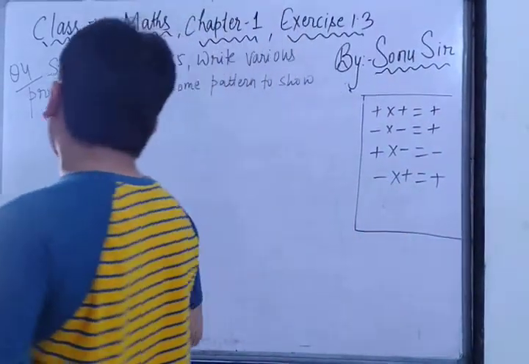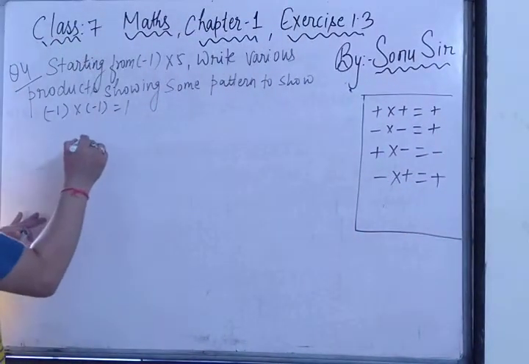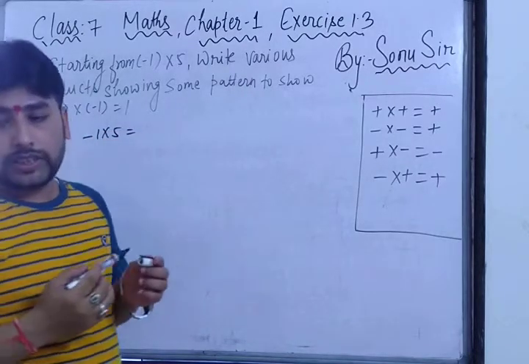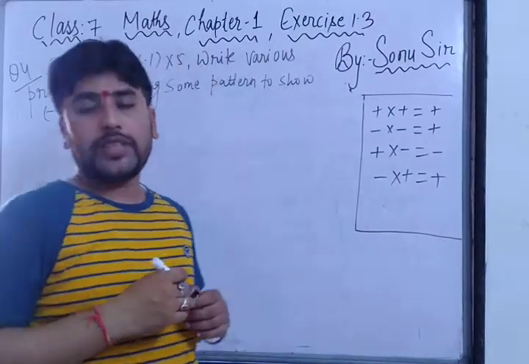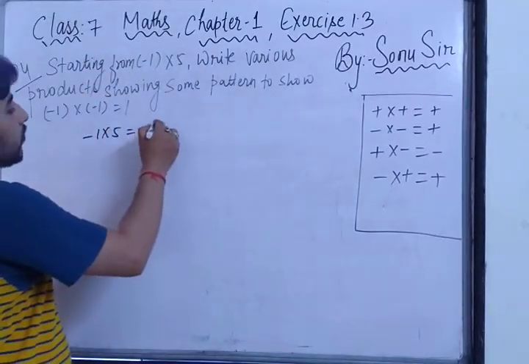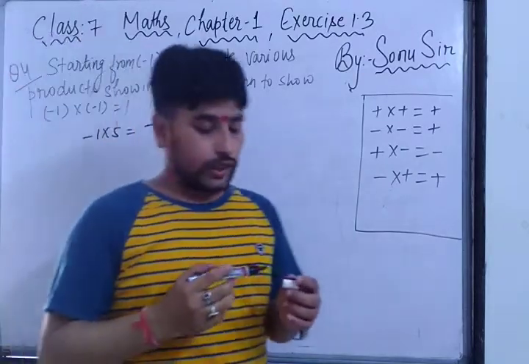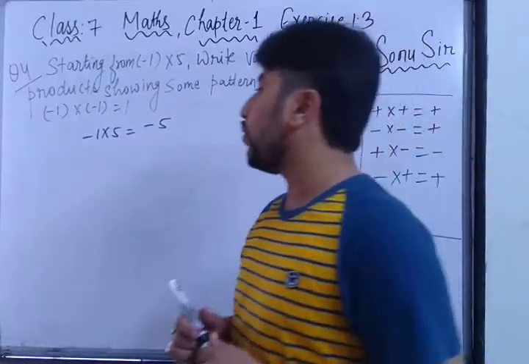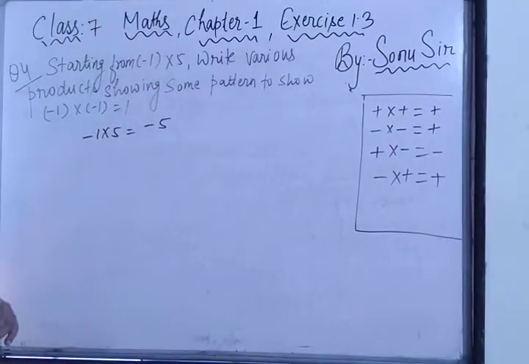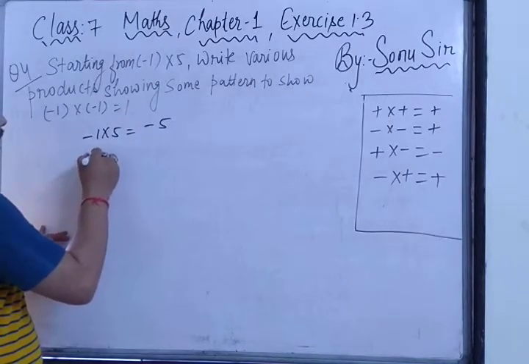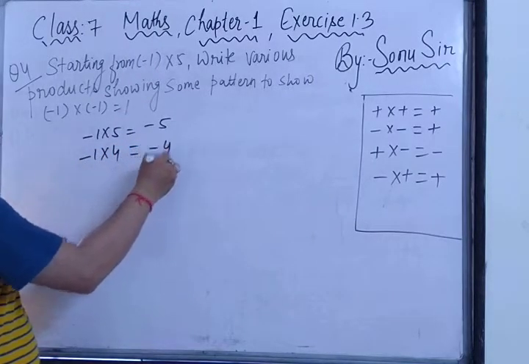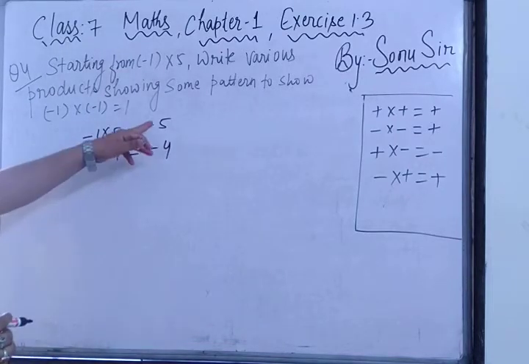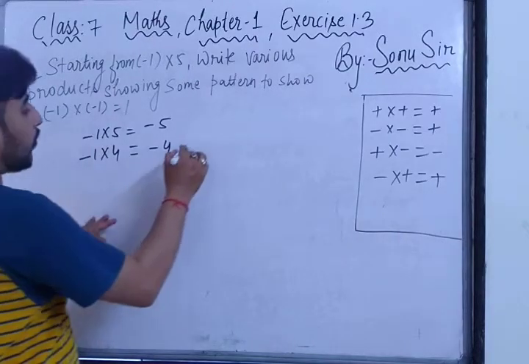Starting from minus 1 into 5. Can you tell me the resultant value of minus 1 into 5? It's very easy. Minus 1 into 5 is equal to minus 5, right? Because minus into plus is equal to minus. Now what will we do? Minus 1 into 5 is equal to minus 5. Minus 1 into 4 is equal to minus 4. It will be minus 4 or not? If here you can see minus 5, can you write these things?